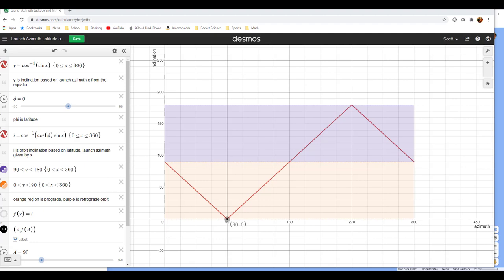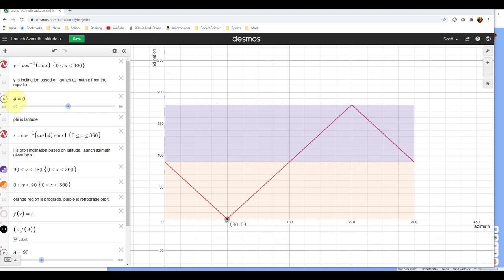of the corresponding inclinations that result from different launch azimuths at different latitudes. So what I'm graphing here in Desmos, the vertical scale here is the inclination. So here in Desmos, I'm calling it y. That's the vertical scale that ranges from 0 to 180 degrees. Those are the possible inclinations. I'm going to use the angle phi here to represent the latitude.